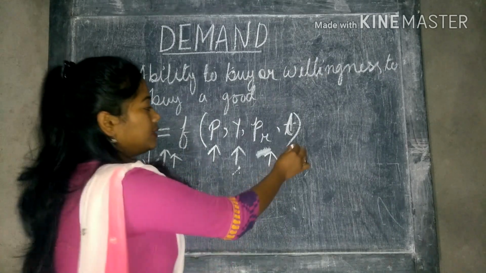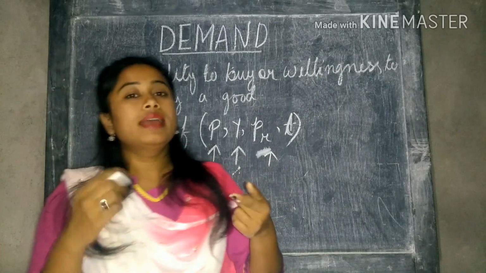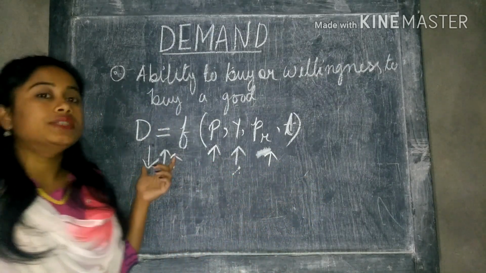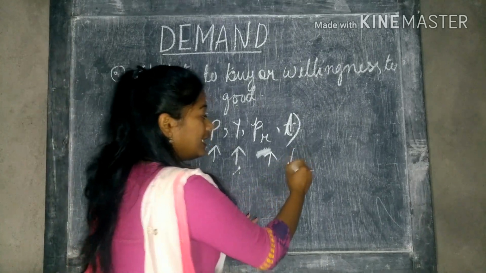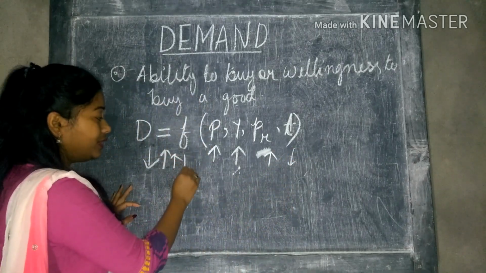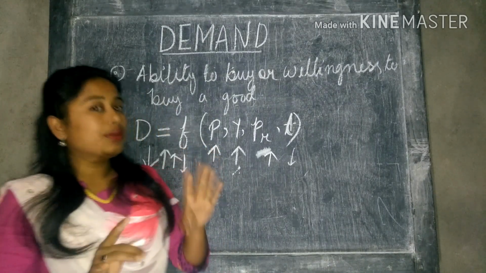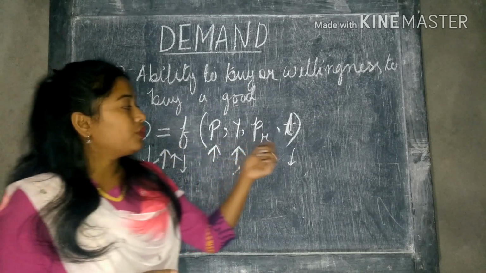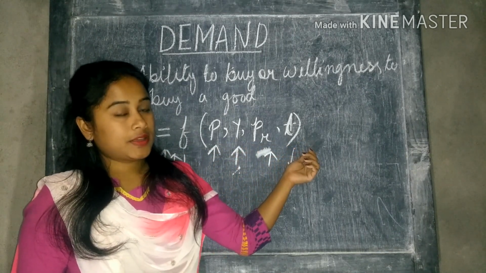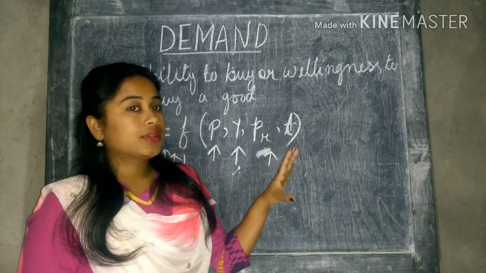And lastly, the taste. So if the taste for a commodity increases, then obviously the demand for that commodity will increase. But if the taste for such commodity decreases, then the demand for that commodity will also decrease automatically. Okay, so the demand of a commodity depends upon these four basic factors.